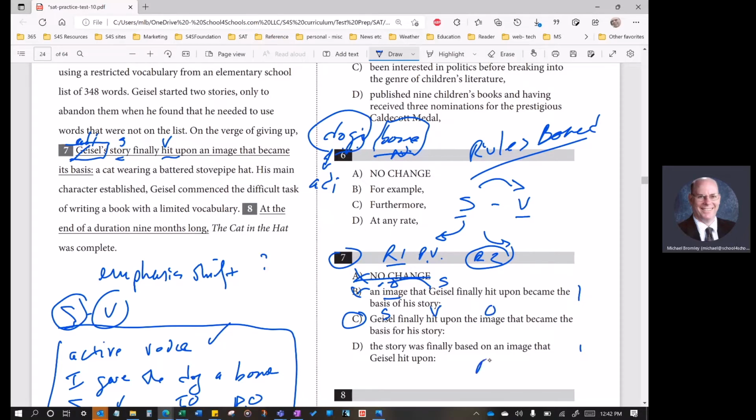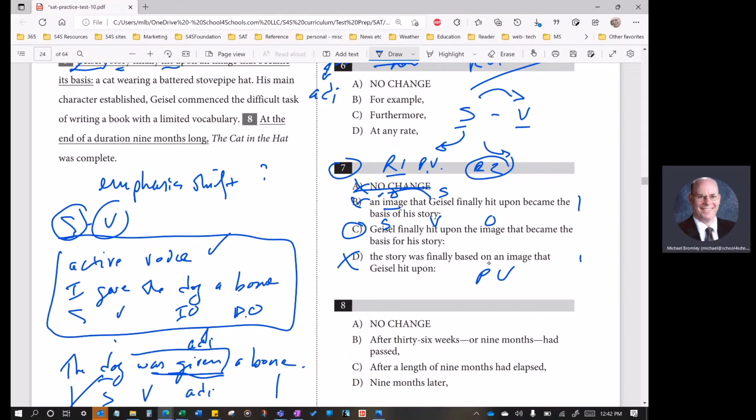So here again we have passive voice. So we get rid of that. This is the same construction. The story was finally based upon that Geisel hit upon. So that, by the way, is just based on an image that Geisel will hit upon.